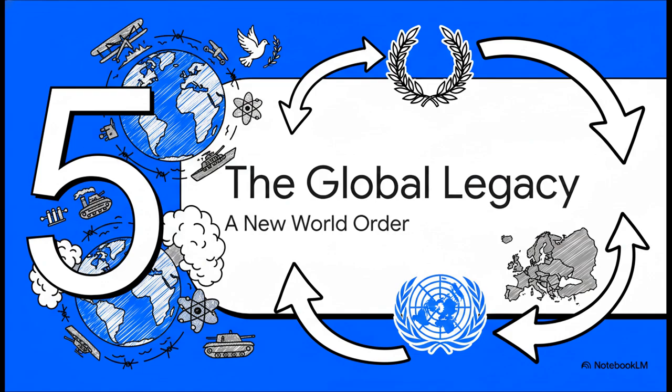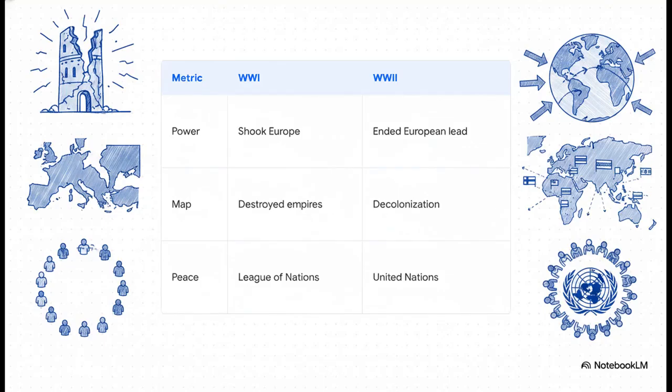And finally, Part 5, the global legacy. So what does this all mean for us? Well, the global balance of power completely inverted. While the First World War merely shook the foundations of the European establishment, the sheer unimaginable devastation of the Second World War effectively ended European global supremacy for good. Heavyweights like Britain, France, and Germany lost their dominant status.